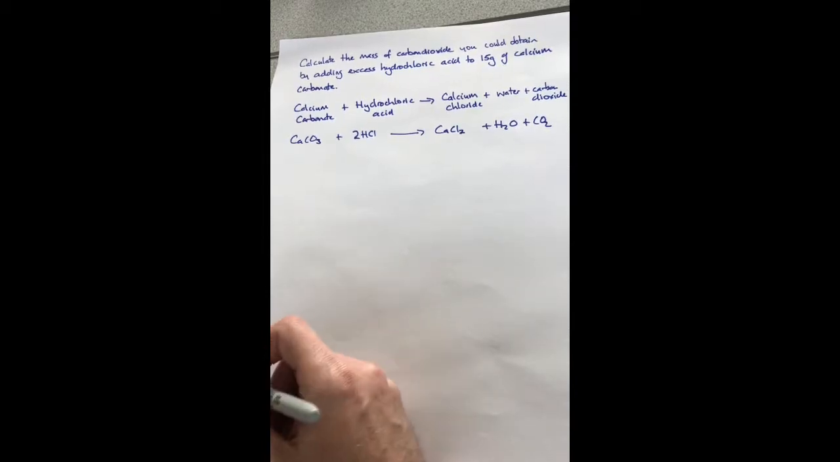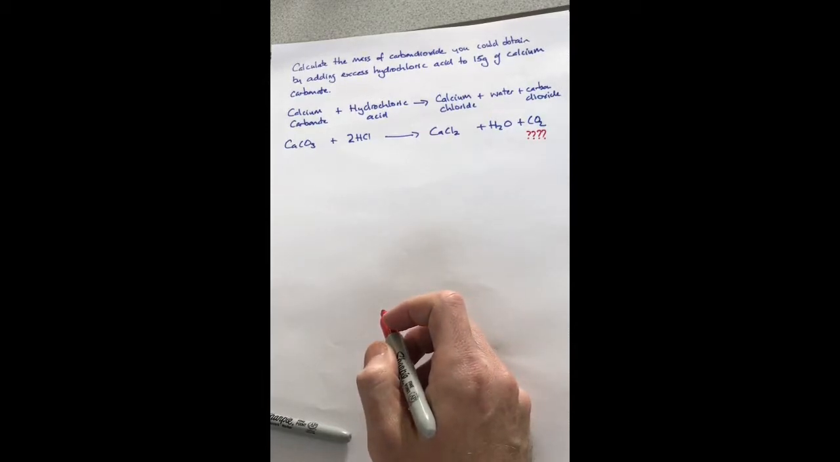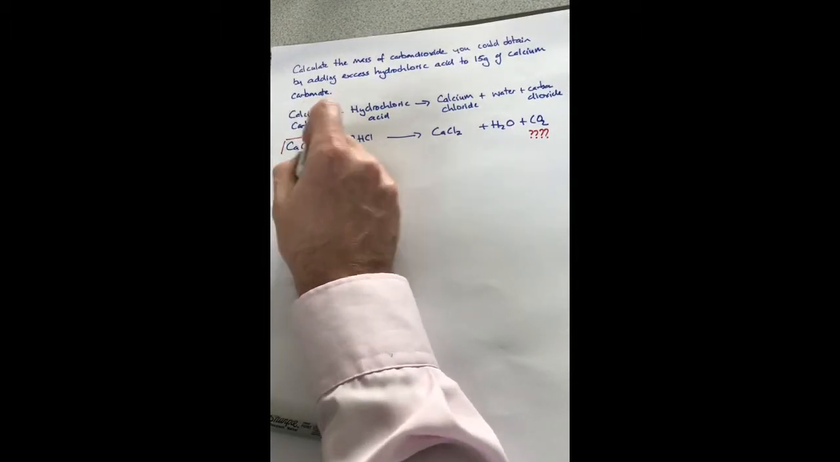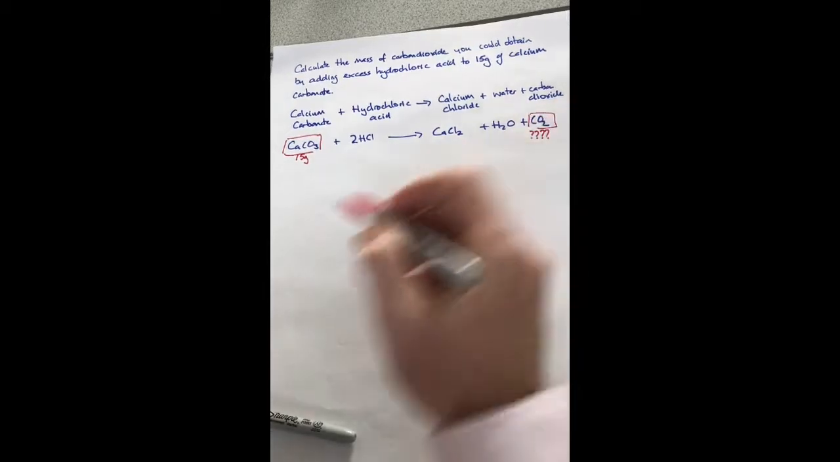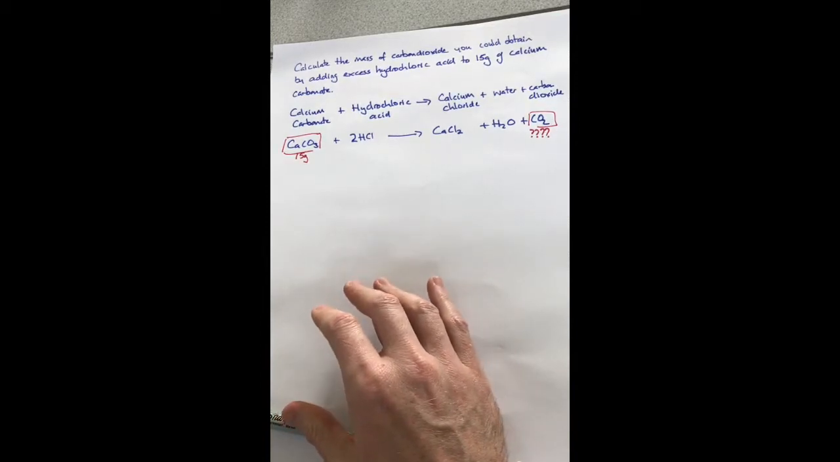So our first job is to read the question and identify 2 of these chemicals that we're interested in, because we can only deal with 2 chemicals in our working out. So the question says calculate the mass of carbon dioxide. So the first one that I'm interested in is finding the mass of the carbon dioxide. The question says you could obtain by adding an excess of hydrochloric acid to 15 grams of calcium carbonate. So I know that I have got 15 grams of calcium carbonate. Therefore, those 2 are the chemicals that I'm interested in. I'm not interested in anything else at this point in the equation.